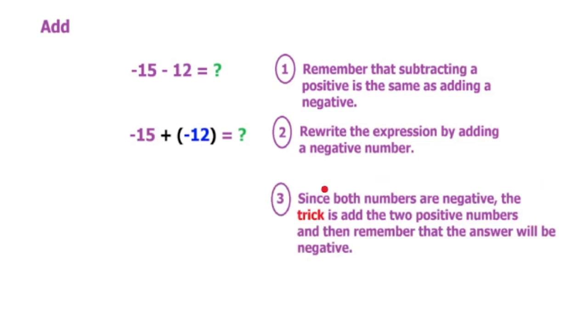So since both numbers are negative, the trick is add the two positive numbers and then remember that the answer will be negative. So what you do is you take 15 plus 12, both positive, and that equals 27. And just remember that the answer is going to be negative. So minus 15 plus negative 12 equals negative 27. So the answer to this is negative 27. And that's how you do that type of problem.